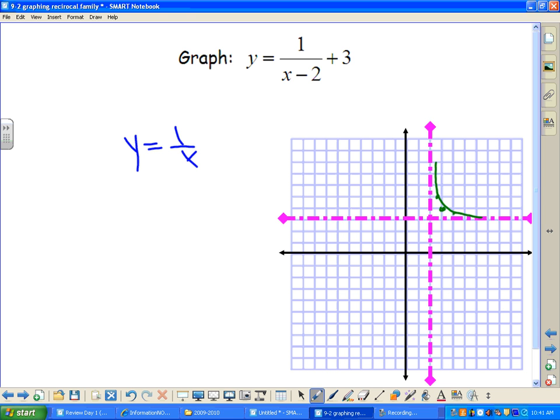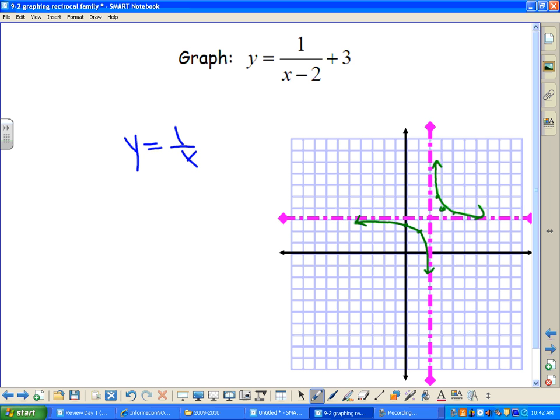If you would rather do it like that, instead of counting to the right 2 and up 3, you can. Do you see what I just did? I just transferred my origin right to there. And then I know the same thing is going to happen over here. And that way I don't really have to count all those spots. And I might not even need to draw the parent graph. Does that make sense? Just do your parent graph right from where your new asymptotes are.